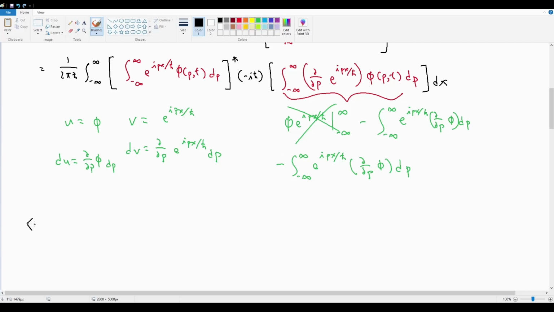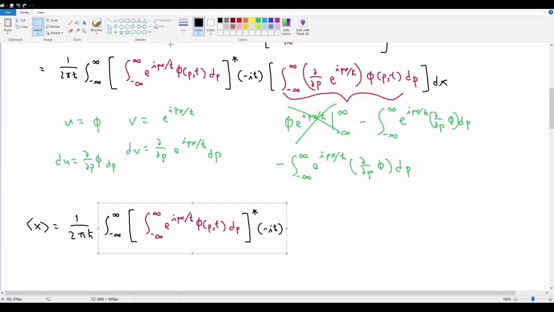So my expectation value of x is going to ultimately equal 1 over 2 pi h bar times the same stuff at the front. I haven't changed the front. I'm going to get rid of the negative at the front here, and then multiplied by my integral from negative infinity to infinity of e to the power of ipx divided by h bar times d by dp of phi multiplied by dp, and I close this all out with my dx term, like that.